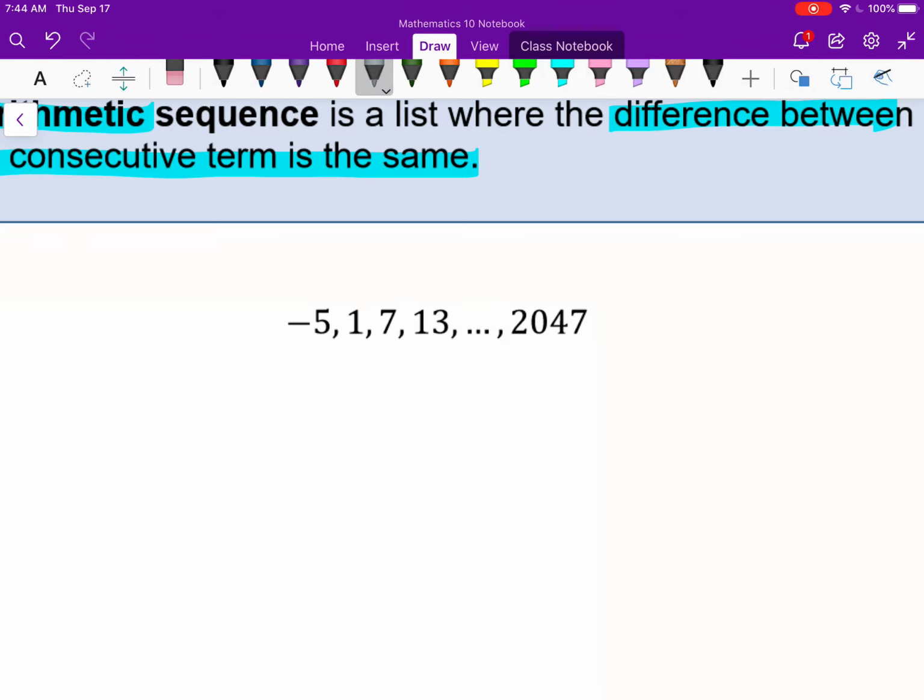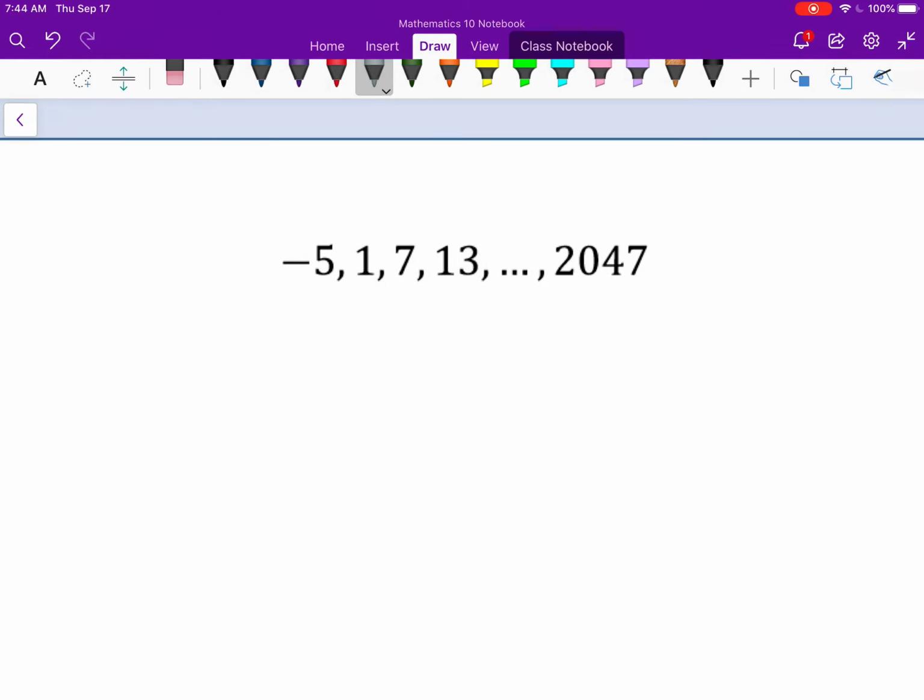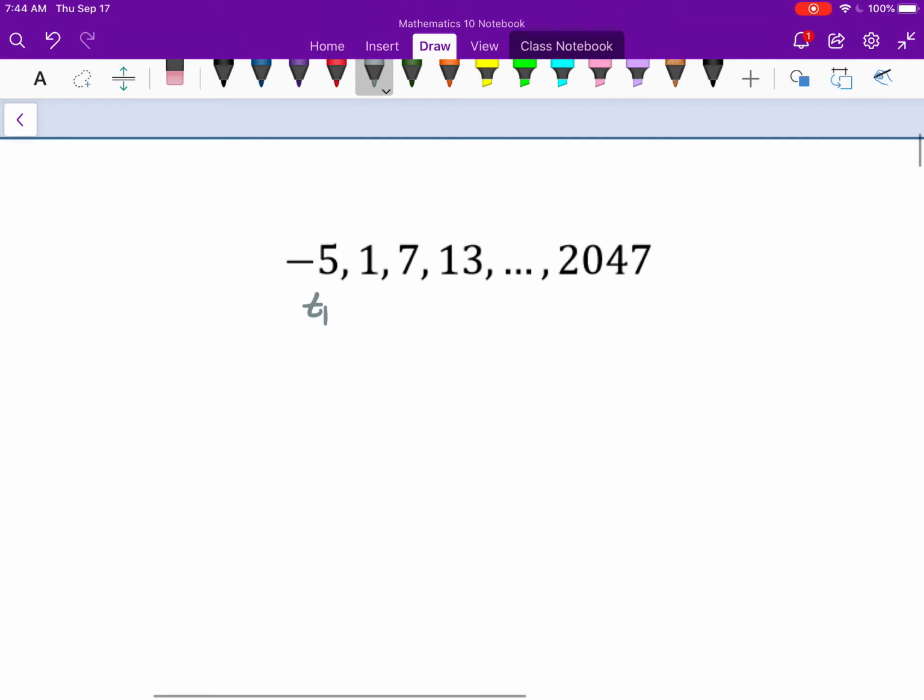And so a few things I can say. -5 is the first term, and we usually just call that T1. So 1 is the second term, 7 is the third term, so T3, 13 is the fourth term. I then skip a bunch of terms, and then we get to 2047, which I don't know what term number that is, so quite often we just call that Tn, the nth term.